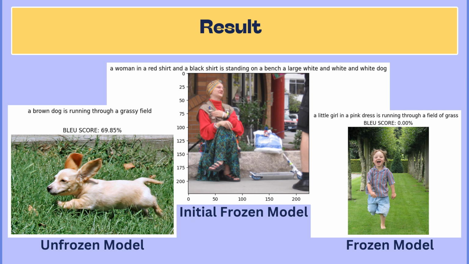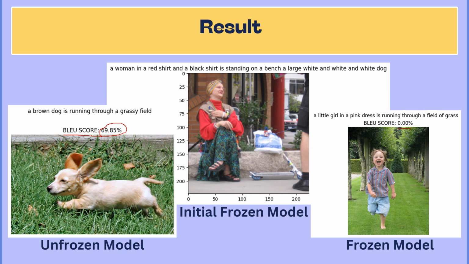The BLEU score of the unfrozen model had the highest percentage. The BLEU score is between 0 and 1, and 1 shows the human capability of understanding the image, which is the highest score. For example, here the BLEU score is nearly 0.7 for the unfrozen model, and for this one it is 0, and this is the initial model. I didn't calculate the BLEU score for it because, as I said, it was a bad model.